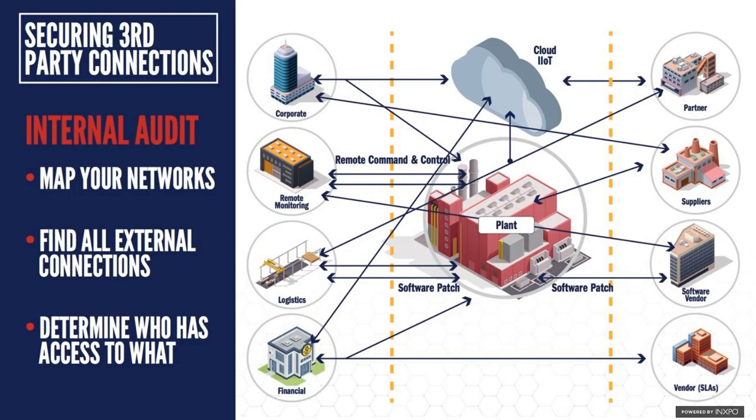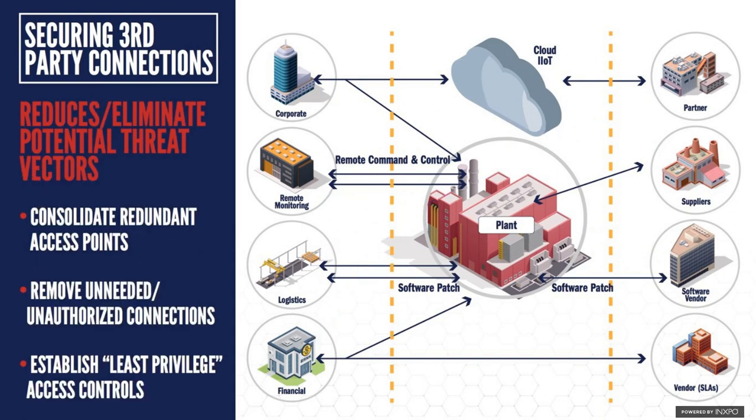Okay, so as you start out, the first step is, well, what do I actually have out there? Who am I connected to? What are the reasons for connecting to me? What kind of information do they need to do their jobs? And what do I need to share with them? So you sort of do that audit. You map your networks, you find those external connection points, and then determine who has access to what, and then determine what's necessary.